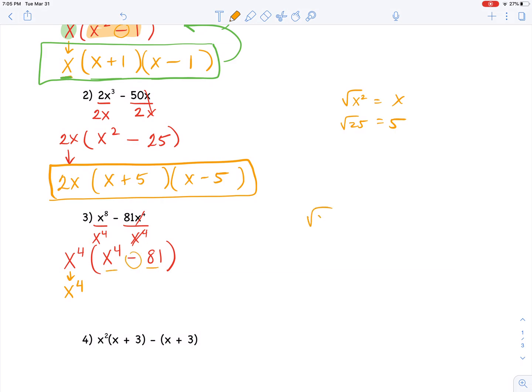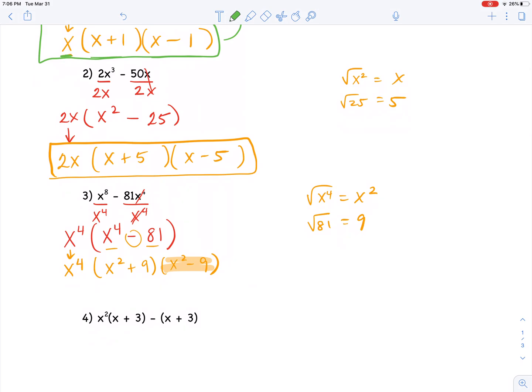So I'm going to get my square root of x to the 4th, which is x squared, square root of 81, which is 9, and I get x squared plus 9, x squared minus 9. So I actually misspoke earlier, because here we have an example that one of these 3 factors can still be factored again. Do you see which one it is? X squared minus 9 is still a difference of 2 perfect squares. In the other examples, the factors were not factorable anymore.